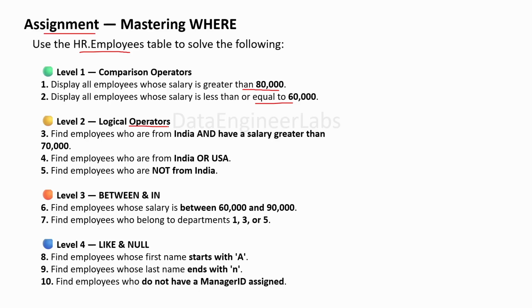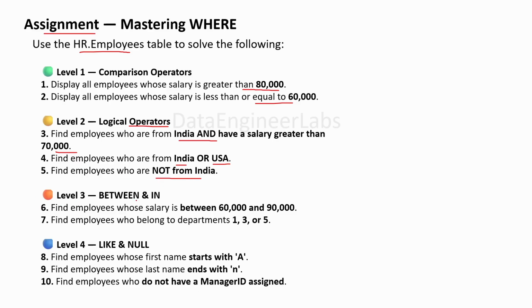So you can start with trying to find employees from India who have salary greater than 70,000. Similarly, find employees from India or USA, or you can add other countries also, and try to find employees who are not from India as well. And you can also add a few more questions by applying multiple conditions. For example, you can try to find out all the active employees from USA who are earning more than 100K, or try to find out all the active employees from USA and India who are earning more than 100K.